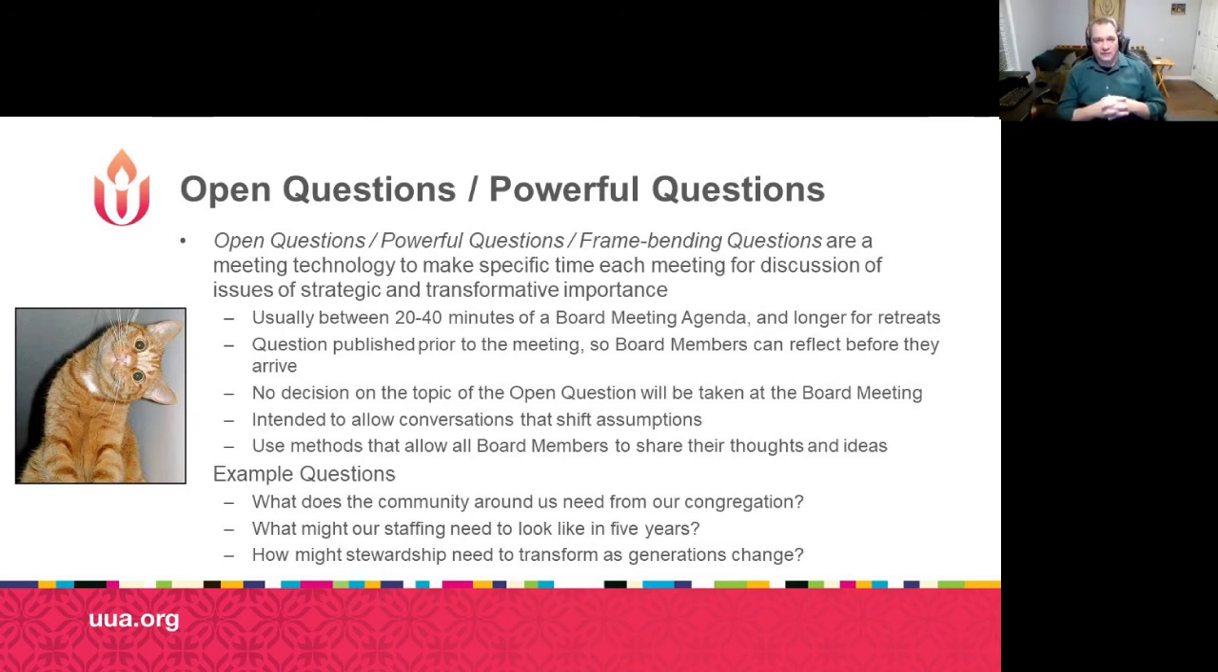This was pre-COVID. And the board engaged this question, and then they later took this open question to the whole congregation. And it became a really good discernment tool for what were the most important parts of the congregation to themselves and to the congregation as a whole. So the discipline of this is, how do you get the 20 to 40 minutes?